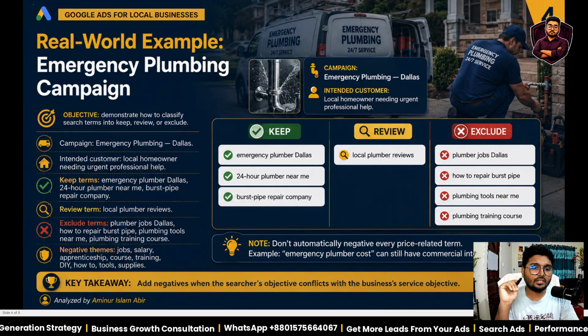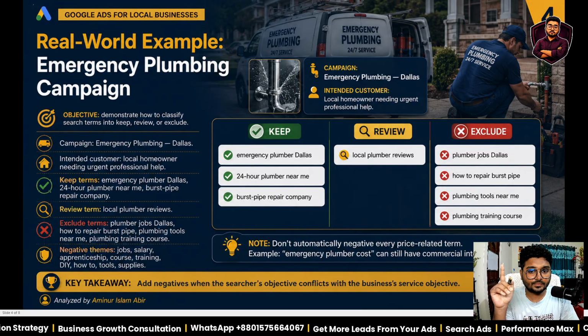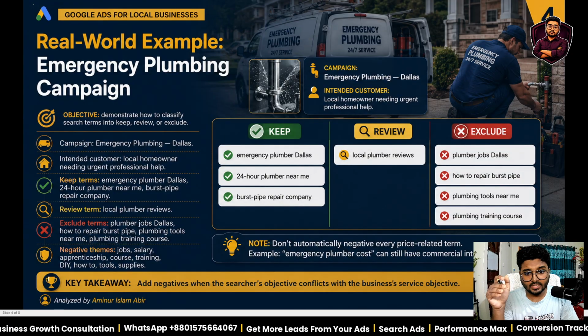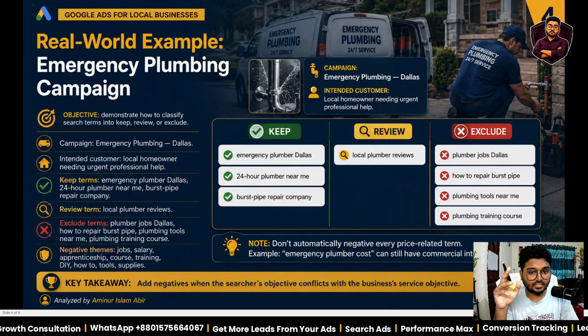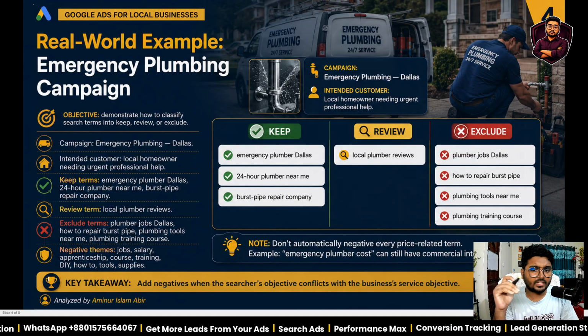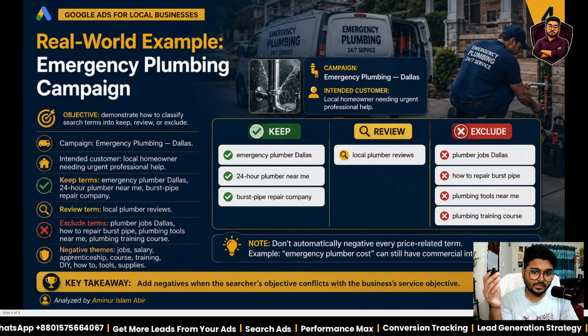Imagine a campaign called Emergency Plumbing Dallas. The target customer is a local homeowner who needs urgent help. Now let's review the search terms. The first search is "emergency plumber Dallas." This clearly shows service buying intent. Decision: keep it.